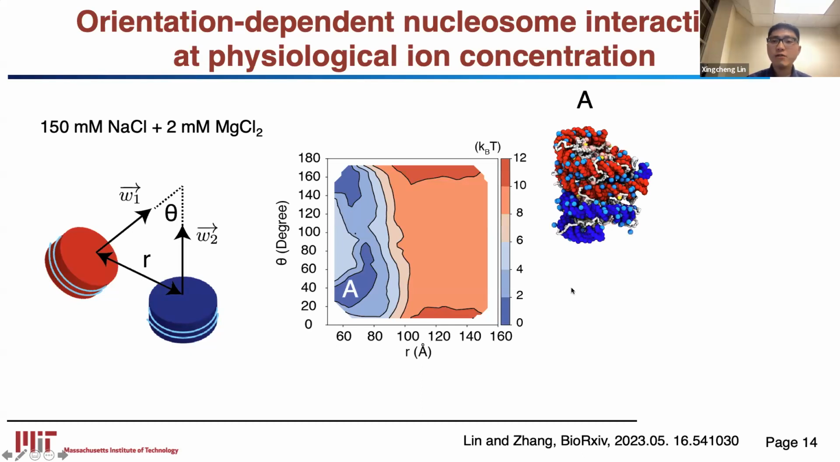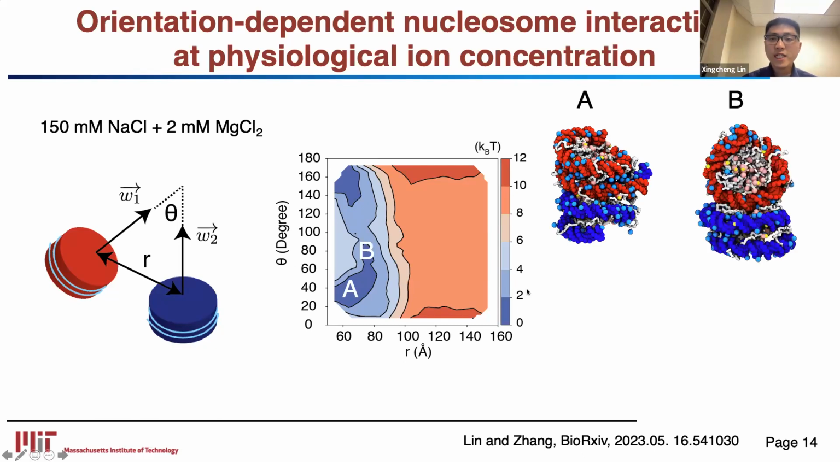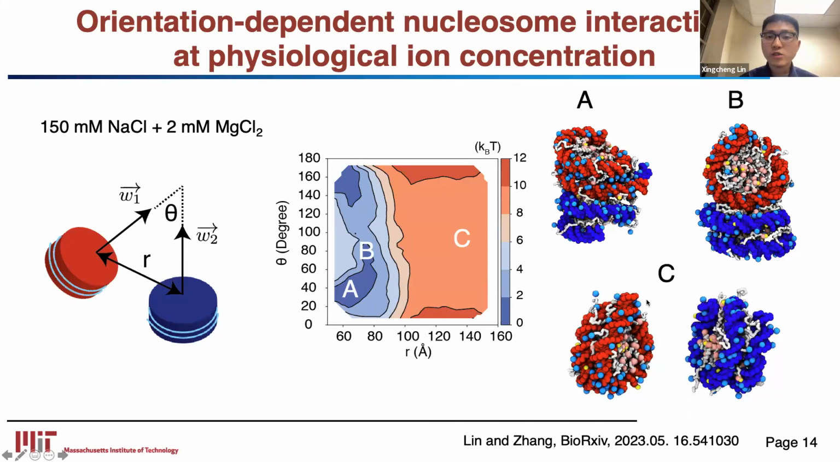When two nucleosomes are very close to each other, they feature a face-to-face contact with two nucleosomes laid on top of each other. When they are slightly farther away, they feature a perpendicular motion with one nucleosome laid perpendicular on top of the other one. Only when they are very far away do these two nucleosomes lose their orientation dependency.